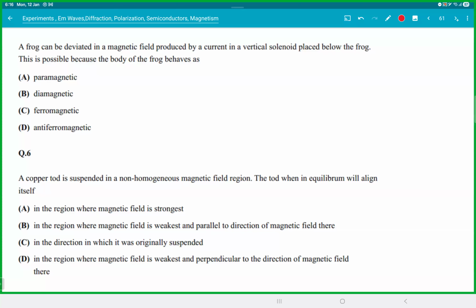So what is it? A frog can be deviated in a magnetic field by current because of diamagnetism. If you're balancing, mg must be balanced with something, right? Attraction won't balance it, and a frog is diamagnetic. So the frog can be deviated in a magnetic field. That's due to the diamagnetic nature. The repulsion is balancing the weight.